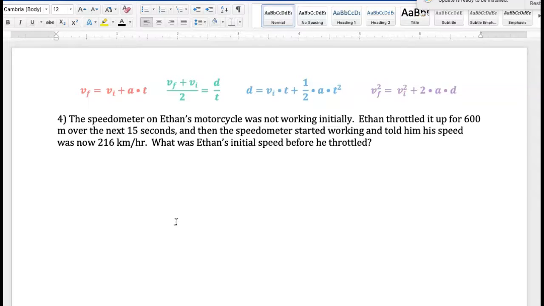And the question now is, what was Ethan's initial speed? So if you thought that 216 was the initial, the question then would be kind of moot, right? We know that he was going something, but he couldn't read the speedometer. But at the end of the problem, he could read it. So 216 is his final, and we're looking for his initial.